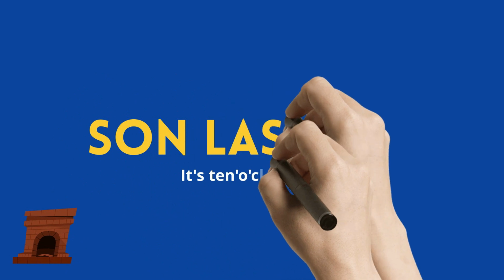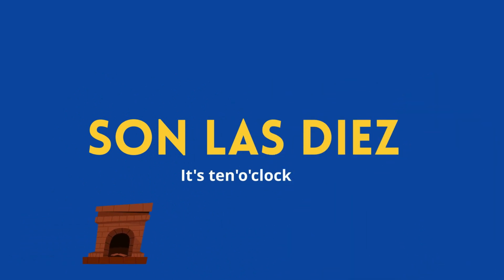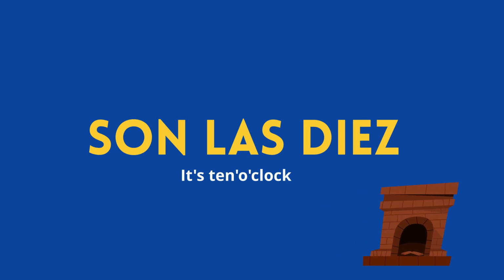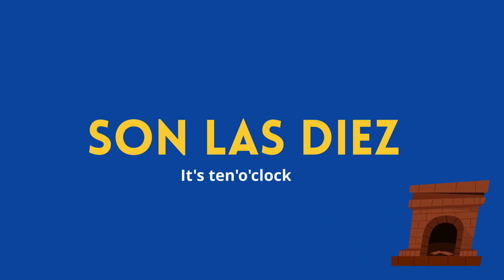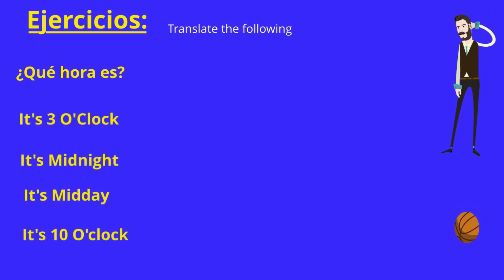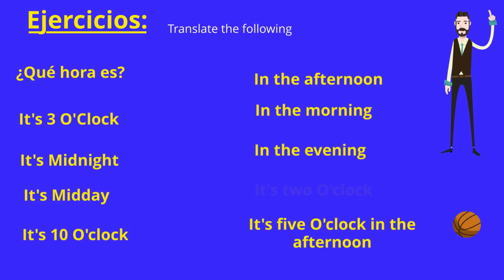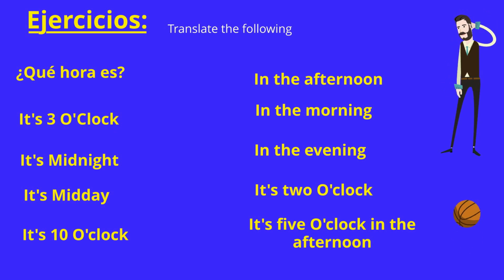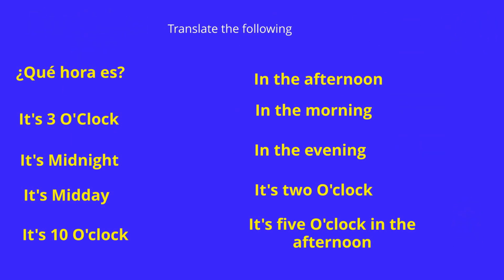It's 10 o'clock. That's an easy one. Son las 10. Simply, son las 10. Or son las 10 en punto. Don't forget, en punto means o'clock. Okay, some ejercicios for you. See if you can translate the following. You can do it. ¿Qué hora es? What does ¿qué hora es? mean? It's midnight.